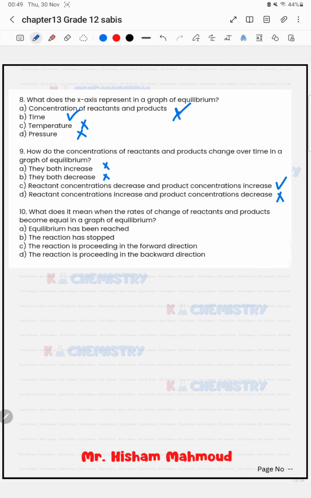What does it mean when the rates of change of reactants and products become equal? Equilibrium has been reached. Reaction has stopped. No, don't say the reaction has stopped, because we said the microscopic still keeps going on, the binding and the breaking down. The reaction is proceeding in the forward direction, the reaction is proceeding in the backward direction. This is when the rates become equal.